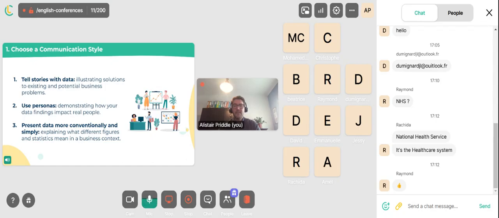Number 3, present data more conventionally and simply, explaining what different figures and statistics mean in a business context.